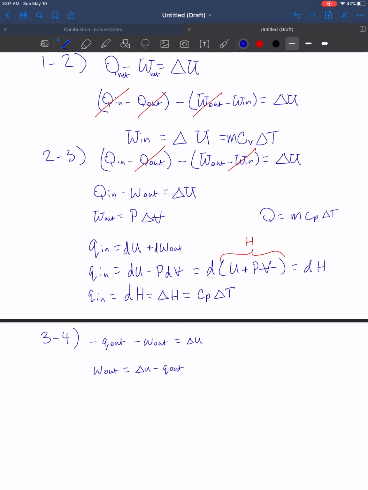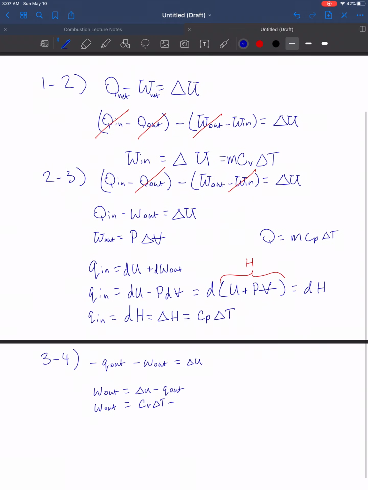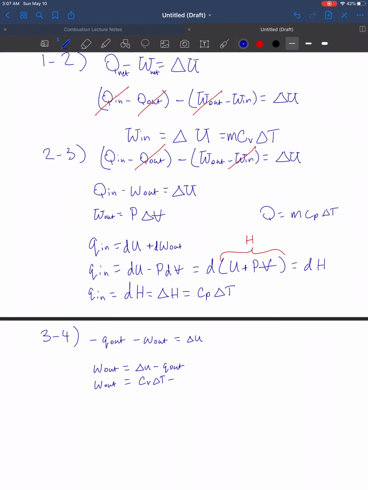Delta U is going to be our CV delta T. Let me see, I don't remember this one offhand, so I might have to mess around with it a little bit. CV delta T minus Q out is going to be what? Oh, I'm sorry. There is no Q out, is there? Yeah, there's no Q out. So this is just going to be equal to our CV delta T, right? But here is sort of the twist.